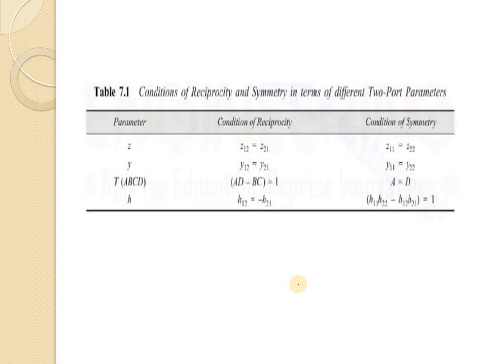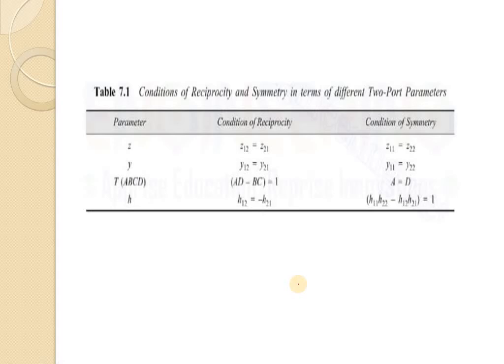For ABCD parameter or transmission parameter or T parameter, the relations for reciprocity is AD minus BC equals to 1, and the condition for symmetry is A equals to D. And for H parameter, it will be H12 equals to minus H21, and condition for symmetry is H11 into H22 minus H12 into H21 equals to 1.